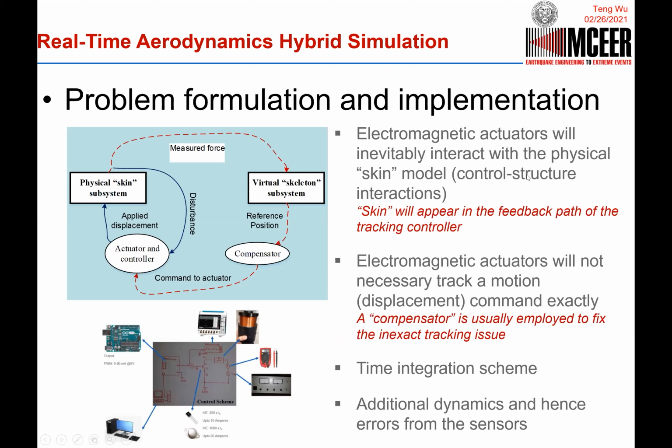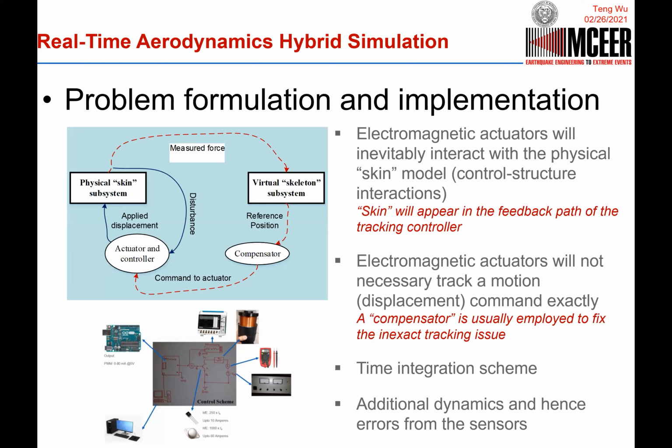That's the control-structure interaction. And also the actuator does not necessarily track a motion exactly, so we need a compensator. And also we need to carefully select the time integration scheme, especially if we have complex structural dynamics. And also there are some additional dynamics and errors from the sensors. So to avoid those, there are many techniques developed in this community to address these issues. But our understanding is that for wind engineering application, there is a dilemma or conflict here.